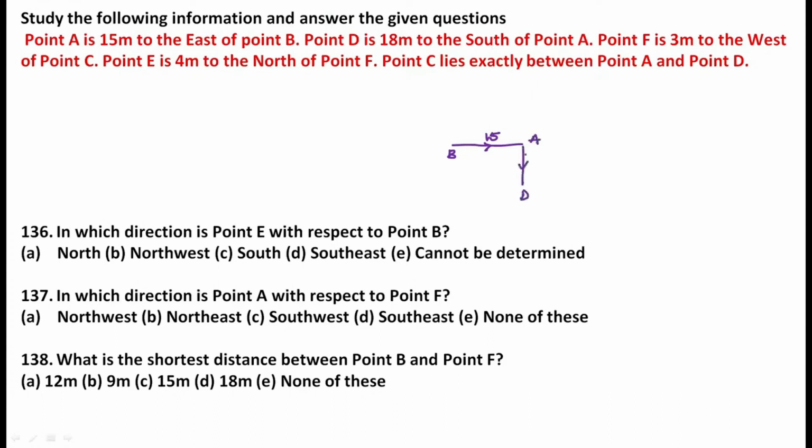D is south of A. So D is south of A by 18 meters. F is west of C. We don't know that, so we can't place it yet. F is west of C. Why? Because we don't know those two parameters.